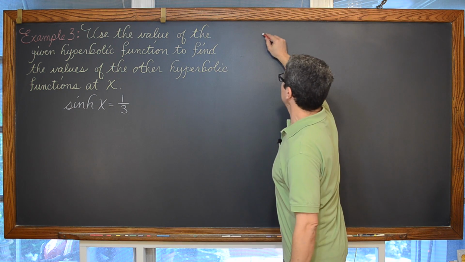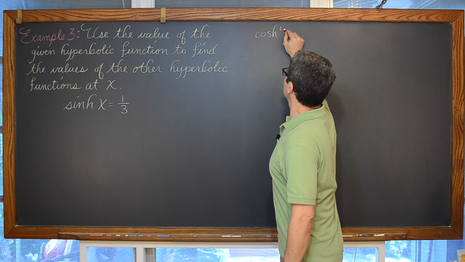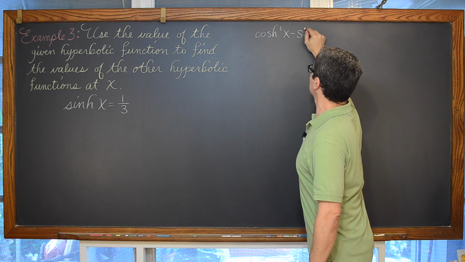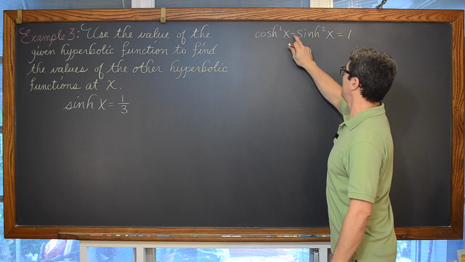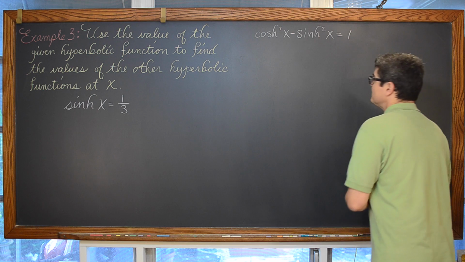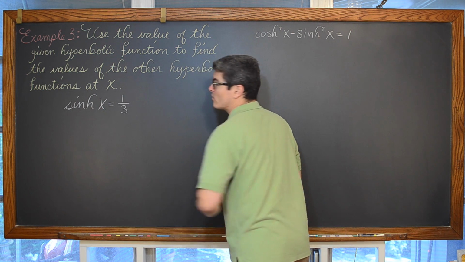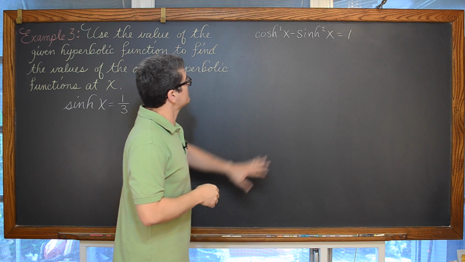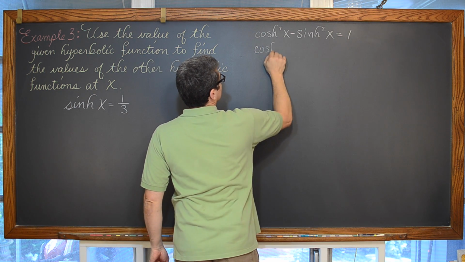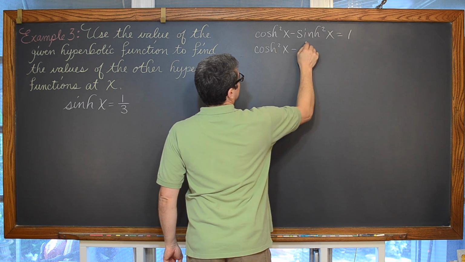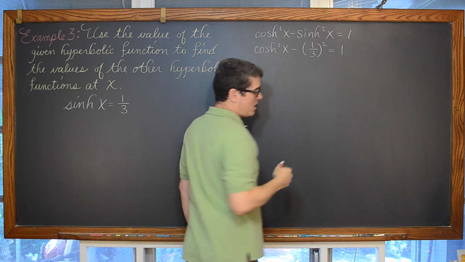We have the hyperbolic cosine squared of x minus the hyperbolic sine squared of x is equal to 1. Got a minus sign there. So we are going to take this value of 1/3 that we're given for hyperbolic sine of x and plug it in here, and we get the hyperbolic cosine squared x minus 1/3 squared is equal to 1.